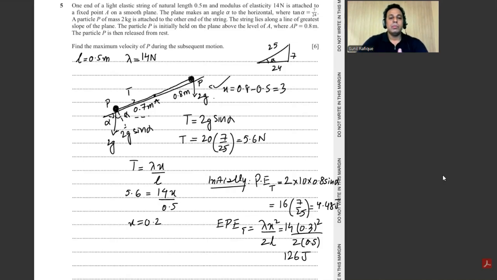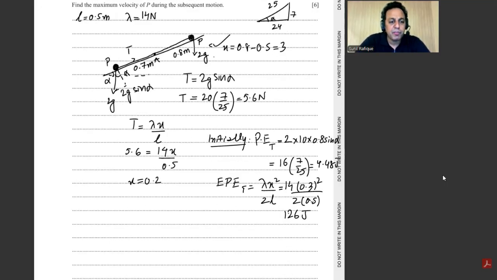All right, so I have calculated the potential energy and the elastic potential energy at the top, and no kinetic energy. Now we talk about what's going on at the bottom. So that will be the potential energy at the bottom. Let's calculate that. That's going to be mgh again. But since it's below the level of A, I'm going to use a negative mgh: 2 times 10 times a height of 0.7 sine alpha. So you get it? Why am I using the negative sign?